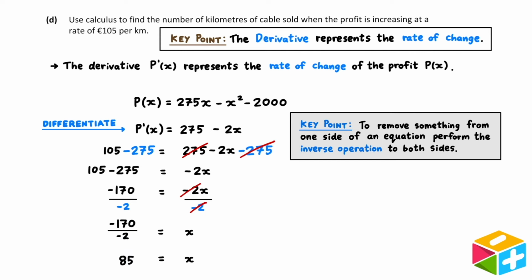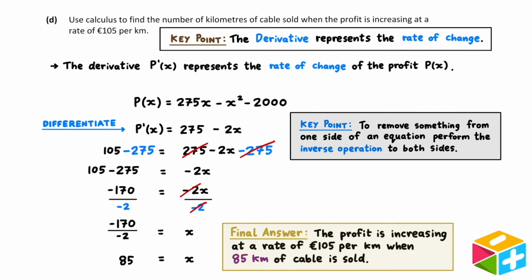So we found that x is equal to 85. In this question, x represents the number of kilometers of cable sold. So our final answer here is that the profit is increasing at a rate of €105 per kilometer when 85 kilometers of cable is sold.